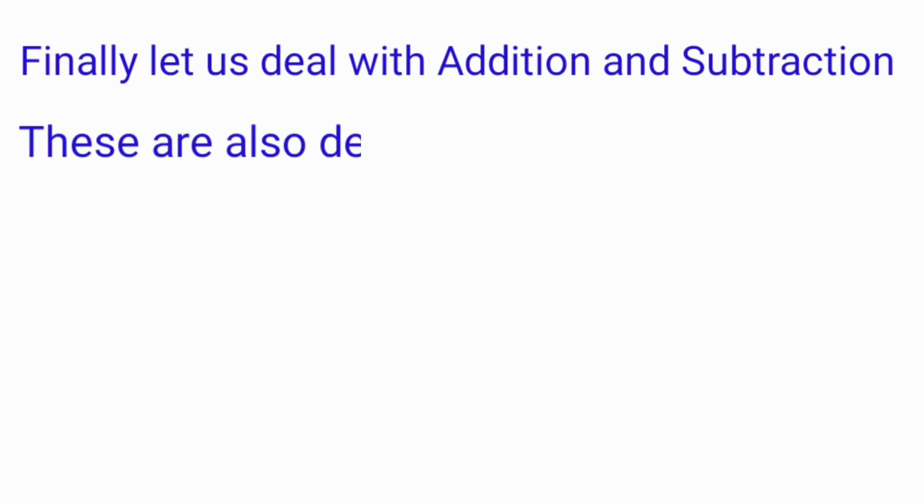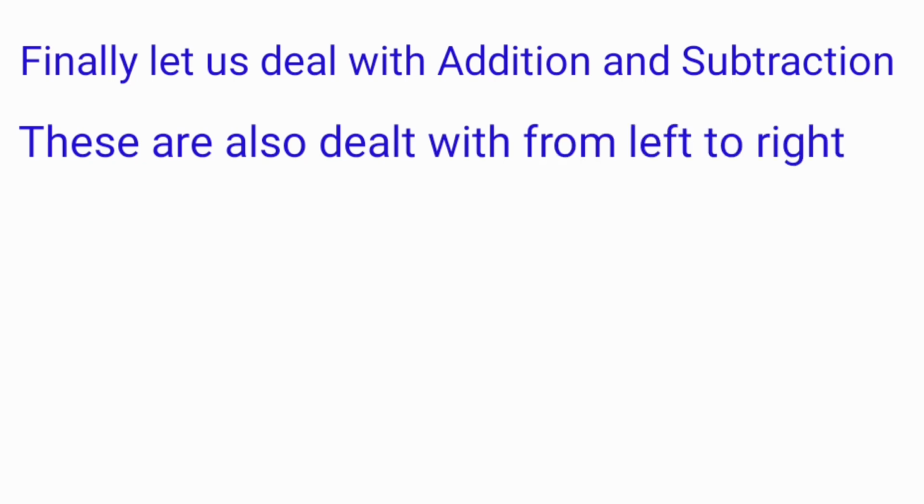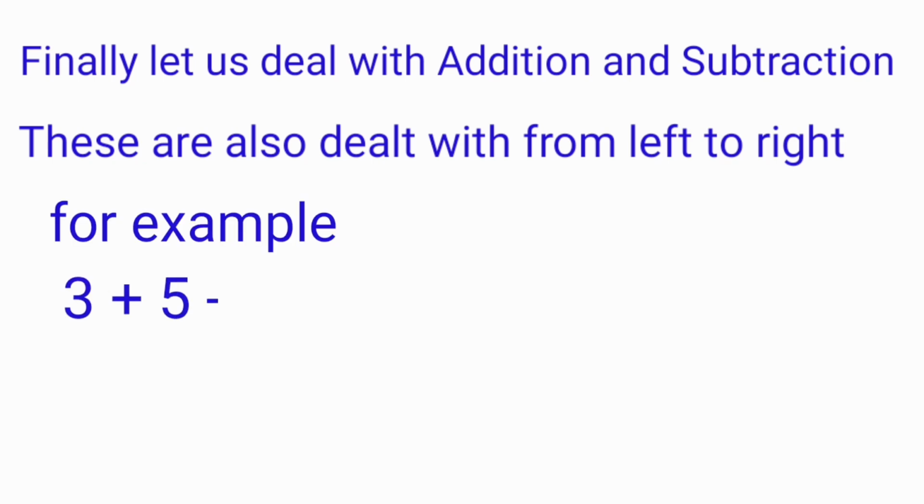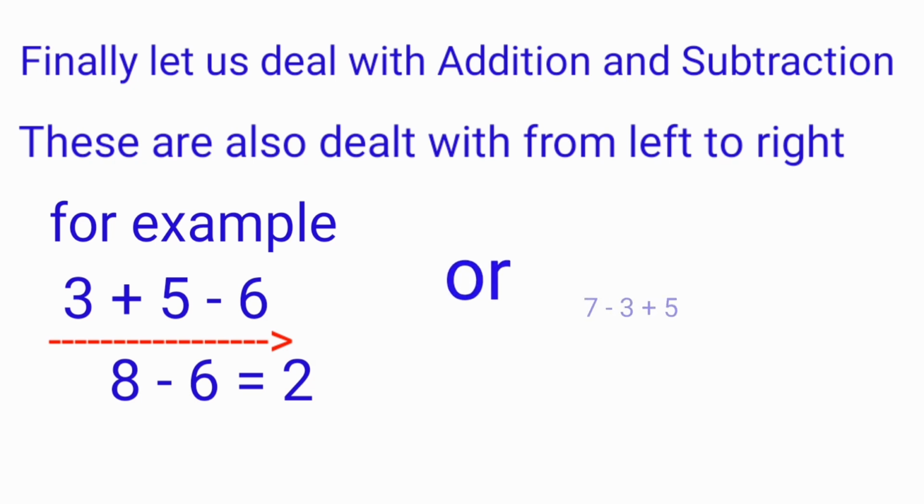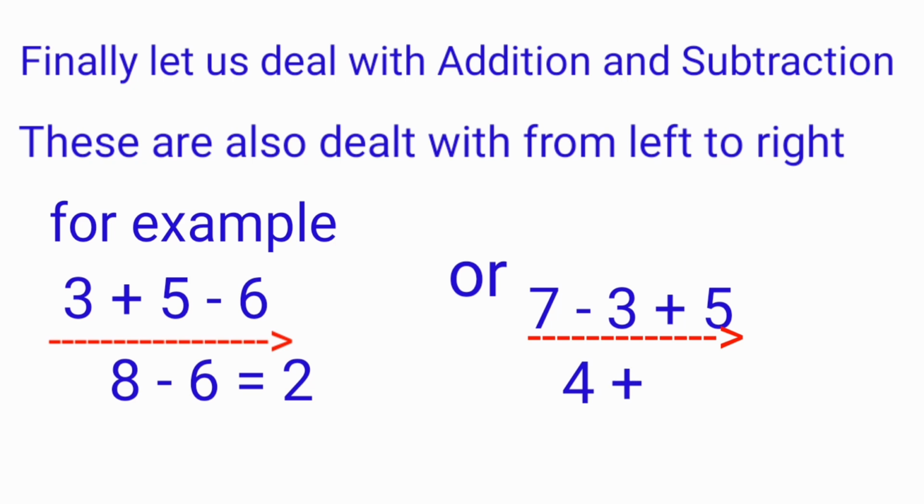So we're going to look at addition and subtraction, which is the last two in priority in the order. So let's take this out. 3 plus 5 minus 6, we handle them from left to right. 3 plus 5 is 8, and you subtract the 6 to get 2. If we see 7 minus 3 plus 5, we say 7 minus 3 gives us 4, and then we add the 5 to that, and our final answer is 9.